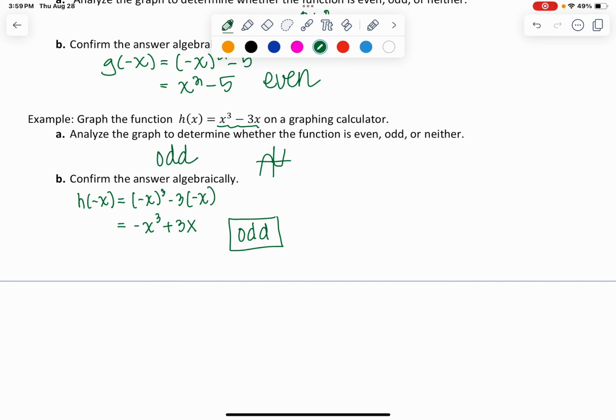Okay, all right, that's it for even and oddness. You can go ahead and get started on homework.